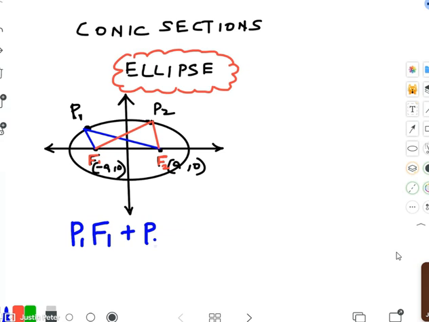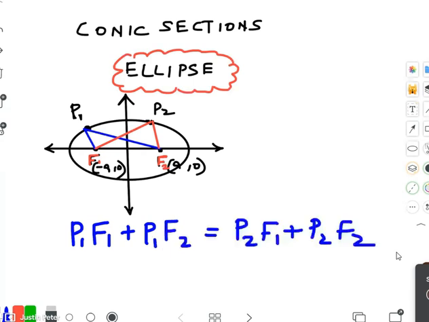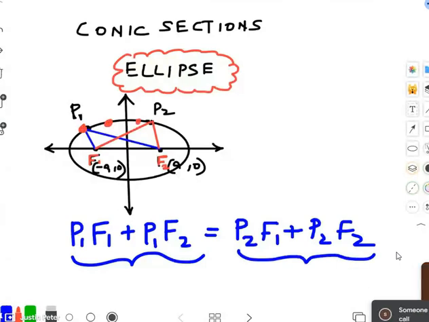So those points have their sums of the distances from the fixed points equal, or they will always be a constant. This distance will always be a constant. It will not change. So all the points which have this kind of relationship, when you plot a curve for such points, the path or the curve that you get is what is called the ellipse. This is what an ellipse is.